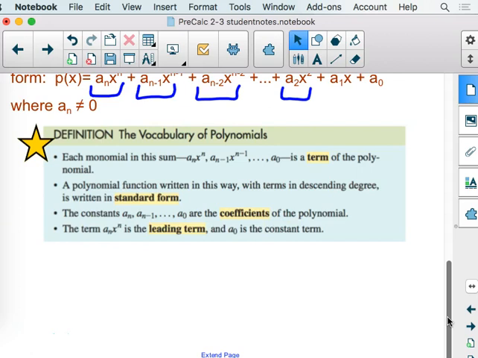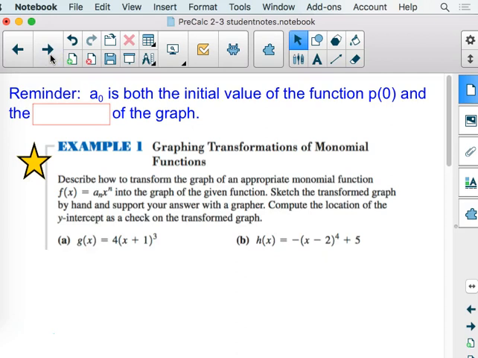Now, the nice thing about this is, if they are in standard form, we can find the y-intercept really quickly because the y-intercept is found by putting zeros in for all the x's. So that means the constant is always going to be that y-intercept, which is what's going on right here. So a sub 0 is both the initial value of the function, so if you put a 0 in, you're going to get that a sub 0, that constant, and that makes it the y-intercept of the graph. 0 what? That's a y-intercept. That's where it's crossing the y-axis.